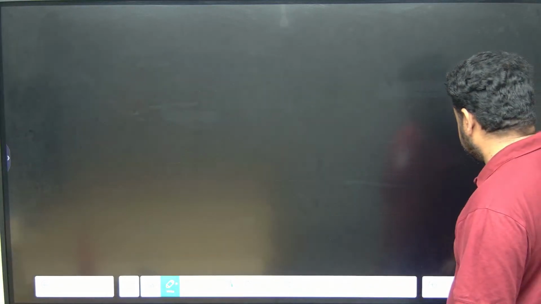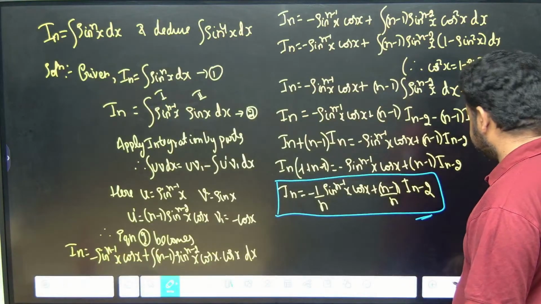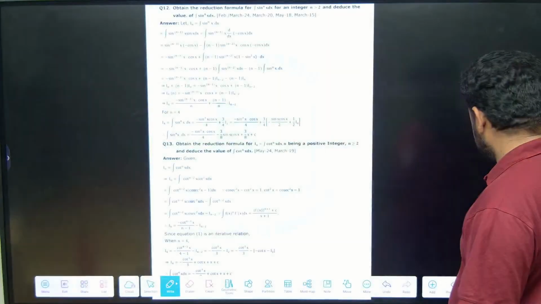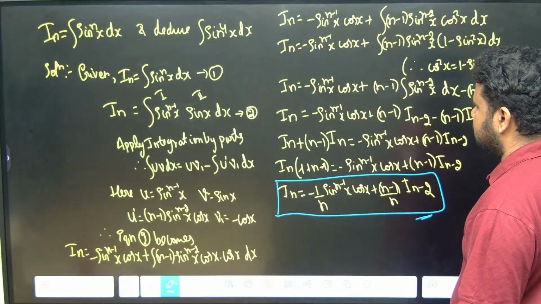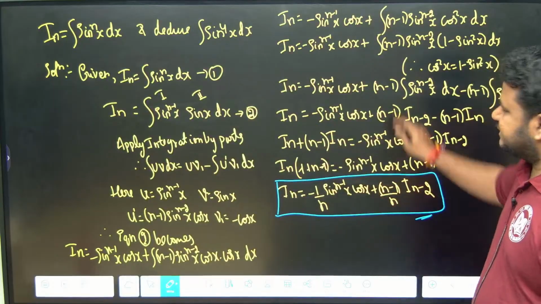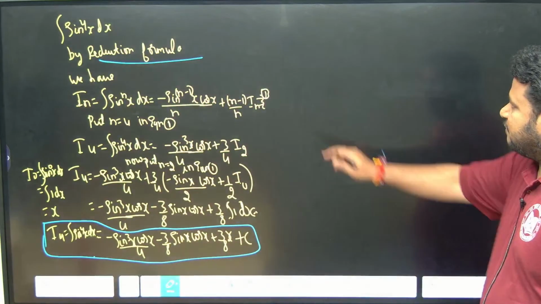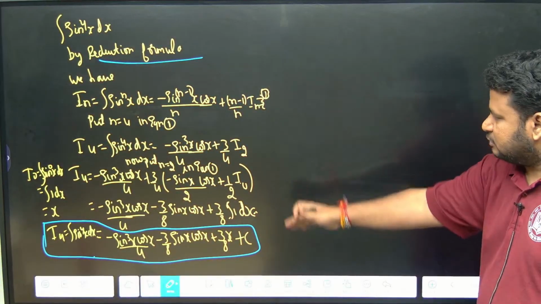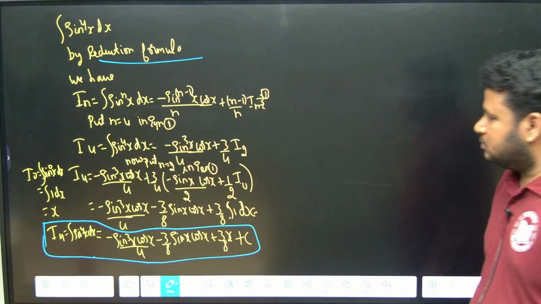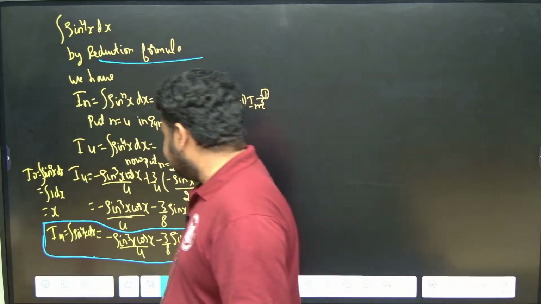So see here, for this entire thing you will have 5 marks, and to deduce the reduction formula you will have 2 marks. Clear? Okay, let us move to the next one.